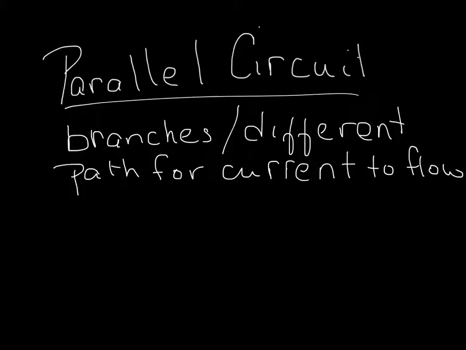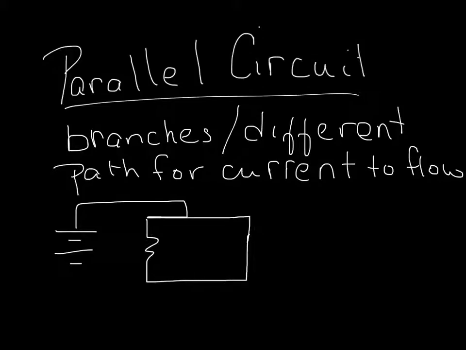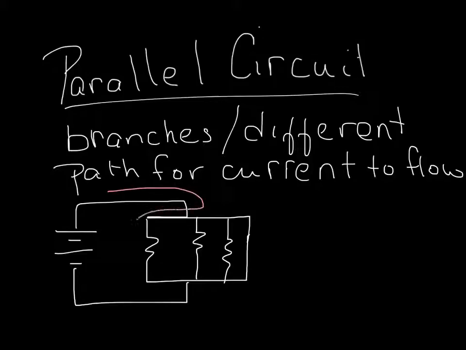And what that looks like is, say here we have our battery, and you can have a resistor here, and a resistor here, and a resistor here. Okay, so that means the current can come down here, and some of it can go this way, some of it can go this way, some of it can go this way, some of it can even go this way. It's different paths for the current to flow.